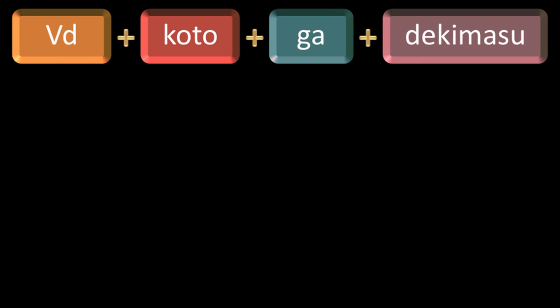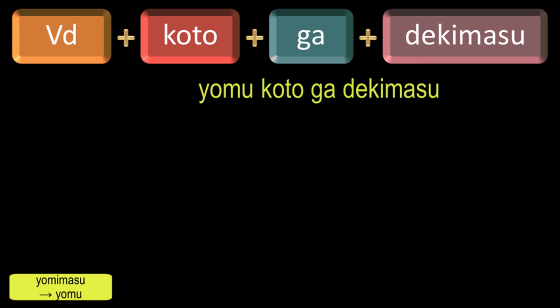Let me give you a few examples and the usage will become clear. The verb yomimasu means to read, and the dictionary form is yomu. By adding the expression koto ga dekimasu, we will get yomu koto ga dekimasu, which means can read. Now, to say I can read kanji, in Japanese it will be kanji o yomu koto ga dekimasu.